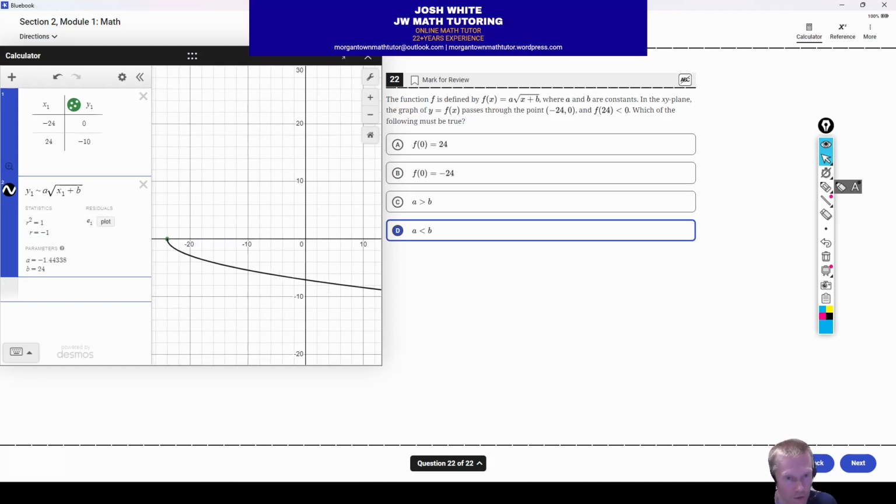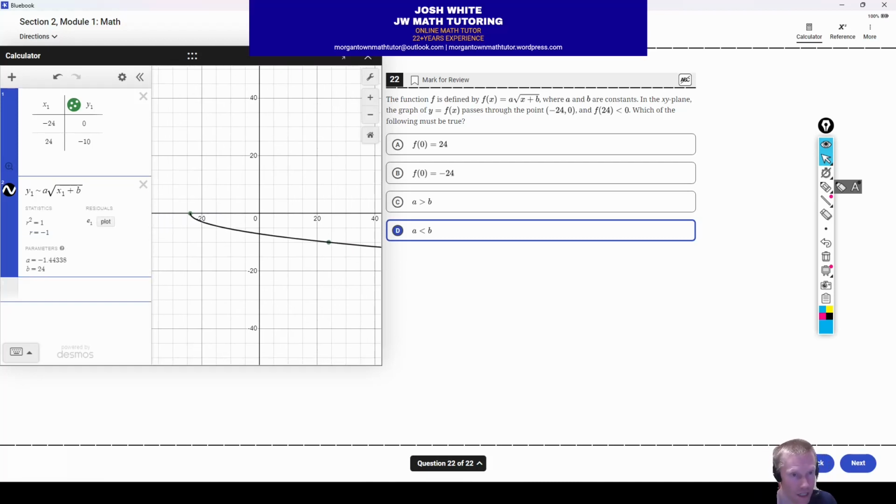Okay, so what I did is I did a table with 2 points. The first point is the negative 24, 0 point. The second point is the f of 24 less than 0. So I just picked some random negative number here. And now notice it gives us values for A and B. And so now you could just go through all the answer choices and confirm. Is f of 0 24? No. Is f of 0 negative 24? No. It looks like for this one specific example, f of 0 is negative 7.701.